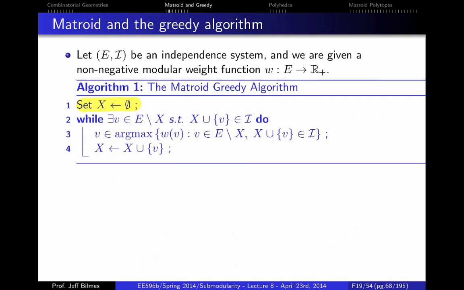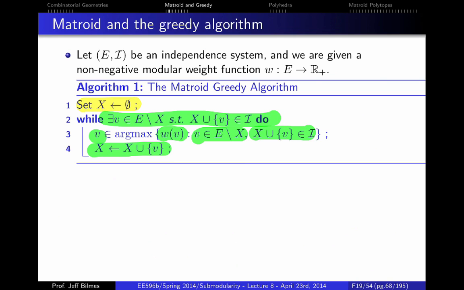And then we loop. So while there's an element that we haven't chosen, such that if we add it to X we don't lose independence, we choose the element that has maximum weight. In other words, we choose an element that has maximum weight, one that we haven't yet chosen, and one that, if we add it to our current set X, we retain independence. So we choose that, and then we add it to the set.